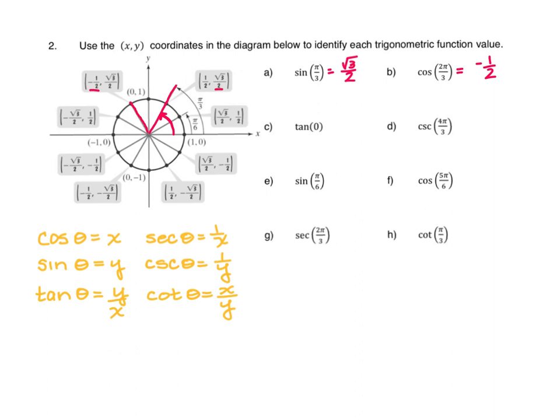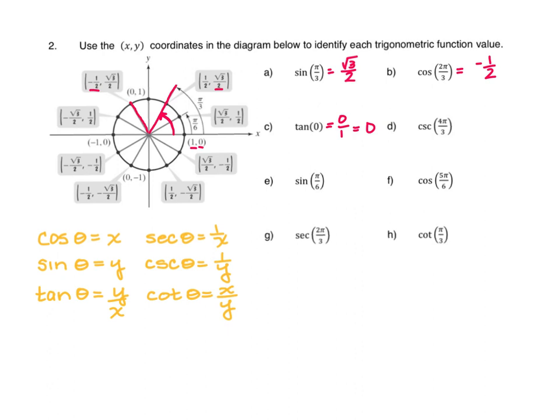Now the next one, C, is going to be a tangent value. Tangent is y over x. We're at 0, so if we look at 0, we can see that the y value there is 0, and the x value there is 1. So 0 divided by 1 is just 0.